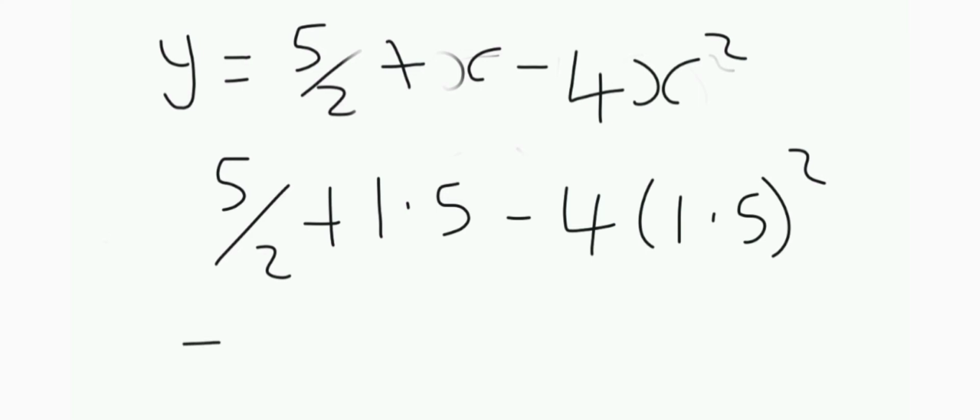Okay, now plus 1.5 minus into bracket 1.5 square. So 5 over 2 plus 1.5. 5 over 2 is 2.5. You know that? So 2.5 plus 1.5, that should give us 4. Yes, 2.5 plus 1.5 is 4.